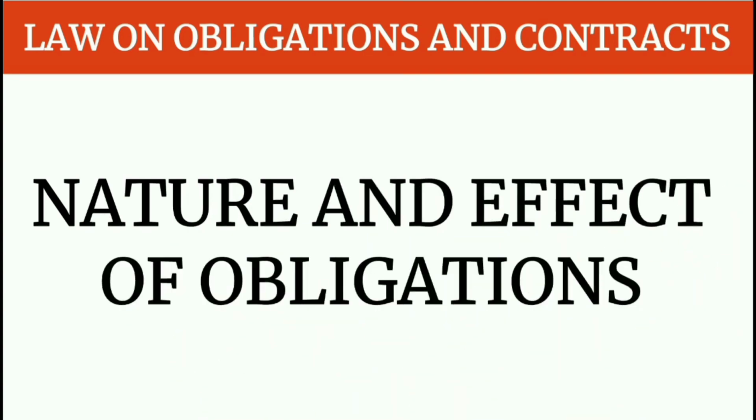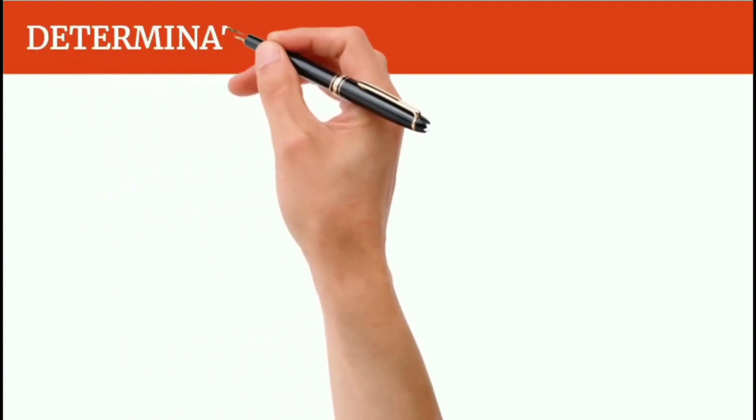Since this topic in law on obligations and contracts is too long, hahatiin natin to into different parts. So for today, ang i-discuss ko ay part 1 ng nature and effect of obligations. First, kailangan nyo munang malaman kung ano ba ang pinagkaiba ng determinate thing at generic thing. Ano ba ang ibig sabihin ng determinate thing at generic thing?